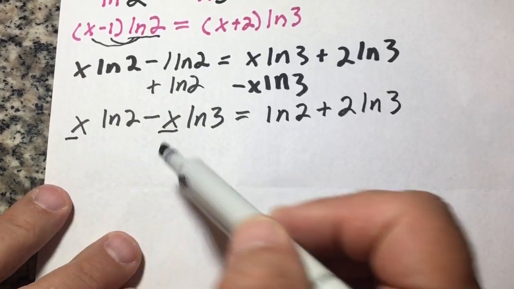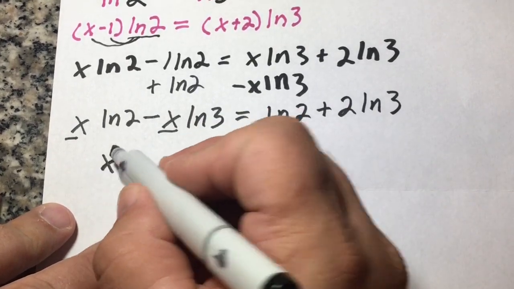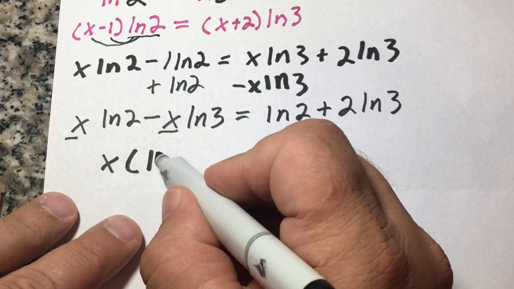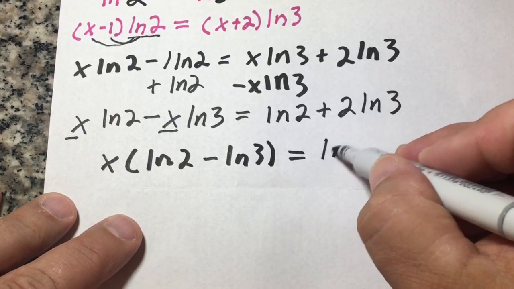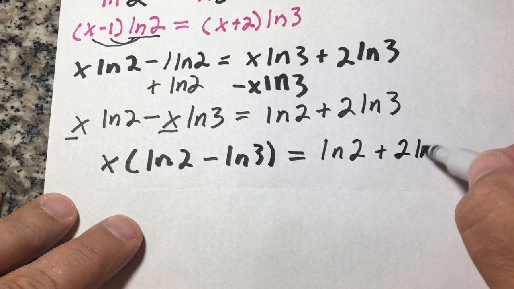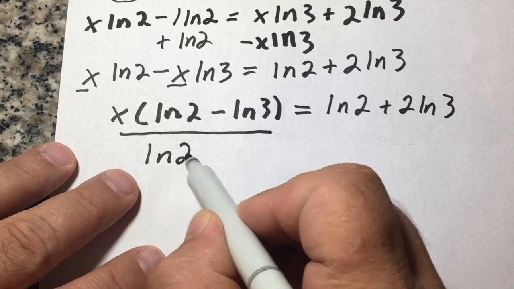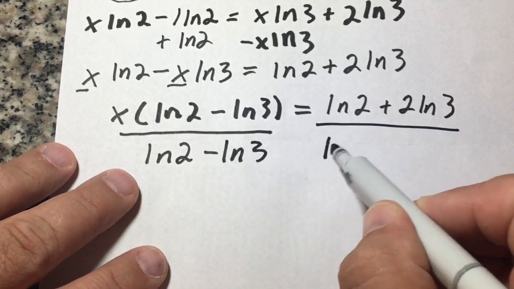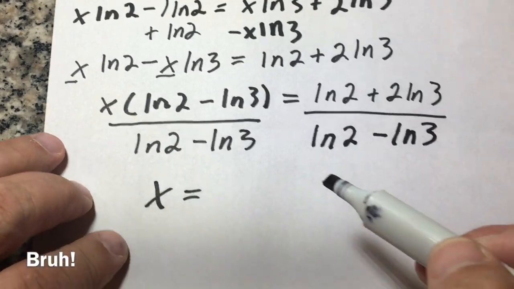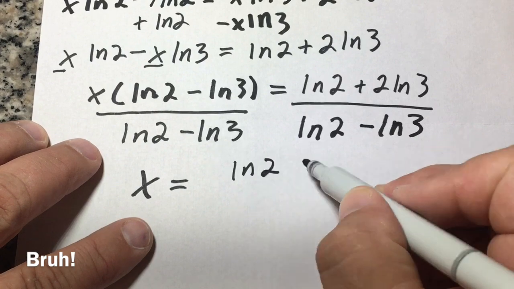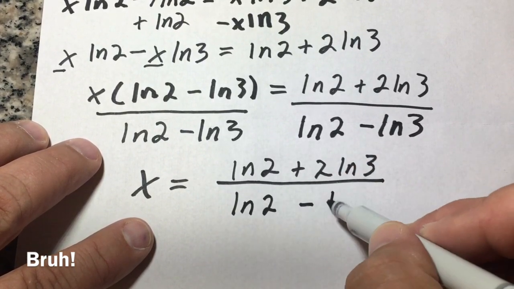Notice these each have an x in front of it. I'm going to factor out the x. So that's going to give me x times (ln2 minus ln3) equals ln2 plus 2 ln3. I'm going to divide both sides by ln2 minus ln3. So my final answer is x equals (ln2 plus 2 ln3) over (ln2 minus ln3).